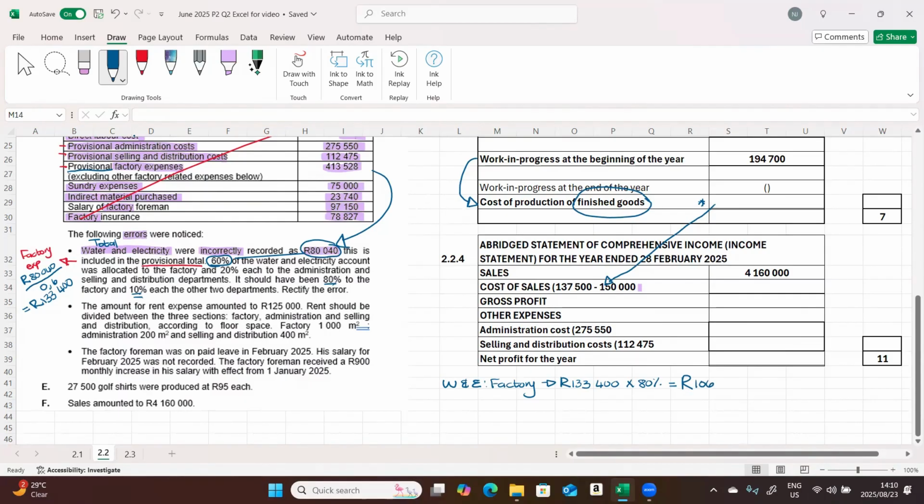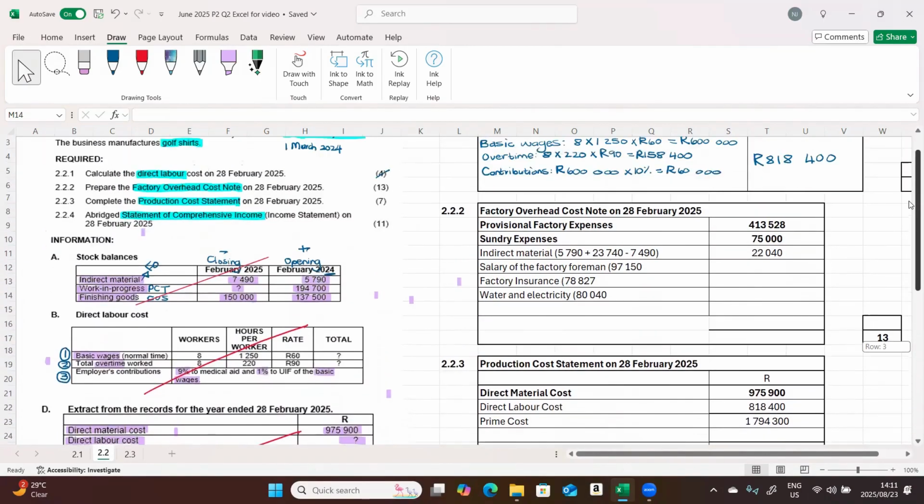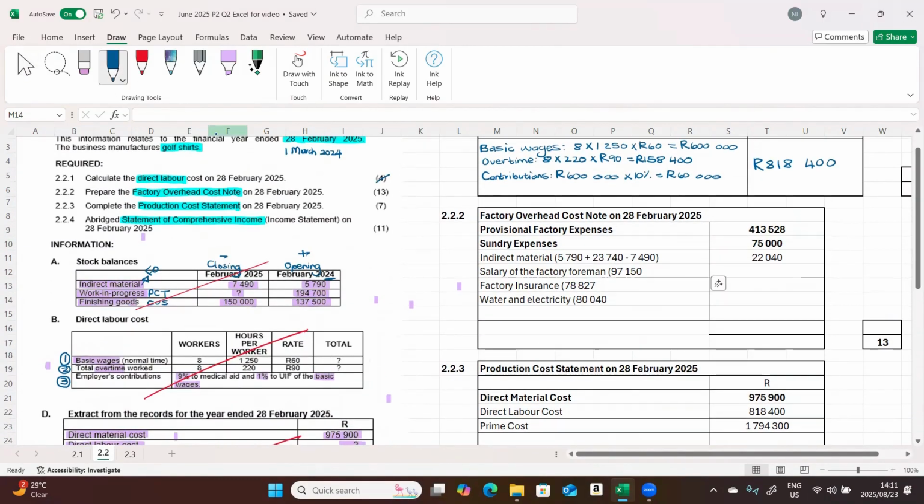106,720. Guys, this is the correct amount for water and electricity. So let's go and write the correct amount for water and electricity. So we know that the total amount for water and electricity should be, we don't want to write it, we want to type it. It should be what we just calculated as 106,720, right? We know that is the correct amount for water and electricity. So you write it in your total column.